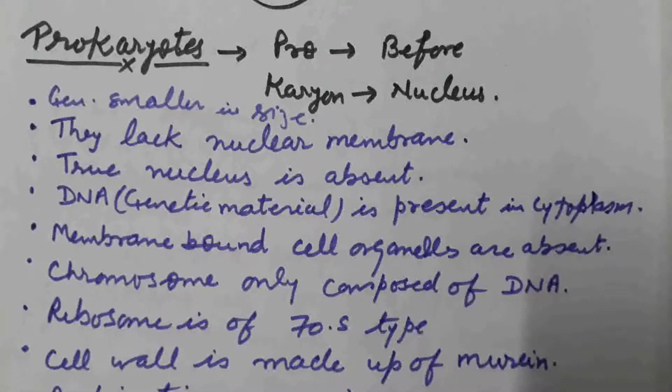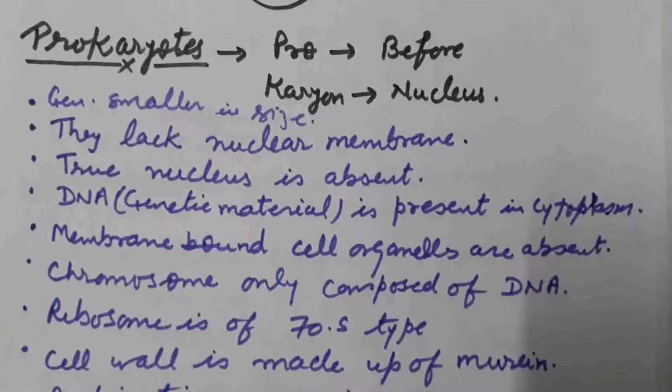They lack nuclear membrane. In case of prokaryotic cell, around the genetic material, nuclear membrane is absent. So, in case of prokaryotic cell, true nucleus is absent. What is true nucleus? That we discussed in our previous video. Genetic material is surrounded by the nuclear membrane. But in case of prokaryotes, nuclear membrane is not present. So true nucleus is absent in case of prokaryotes. Important feature of the prokaryotic cell. So if nuclear membrane is absent, the genetic material DNA is present in cytoplasm of the cell.